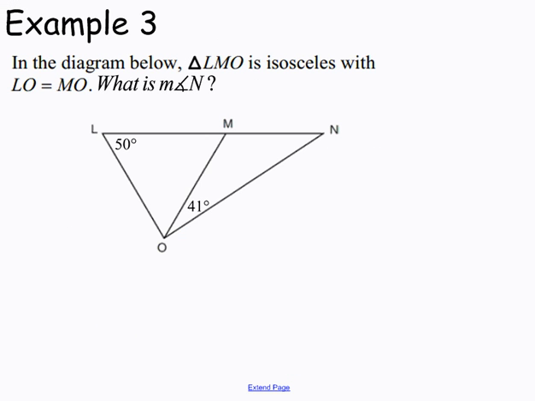All right, let's try another example. In the diagram below, triangle LMO is isosceles with LO equal to MO. So this is talking about a side, this is talking about a side, and it's saying the side MO is congruent to the side LO. So these two sides are equal. So once I know that, I know that the angles opposite those sides are also equal. So I know that angle L has to be equal to angle LMO. So if this is 50, I know that automatically this right over here has to be 50.